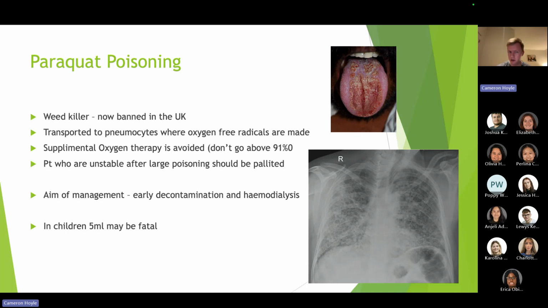Generally, people who are unstable after they've ingested a large amount of paraquat, as self-induced poisoning, should be palliated, because there's no real reversal of it. The aim of management is early decontamination and hemodialysis. If you're a little bit too far beyond that, then palliation is generally the only way, unfortunately. In children, as little as 5 mils can be fatal. You're very unlikely to see it, but it's come up in exam questions before and in PastMed, so just be aware of it.